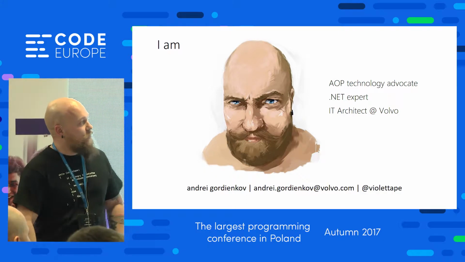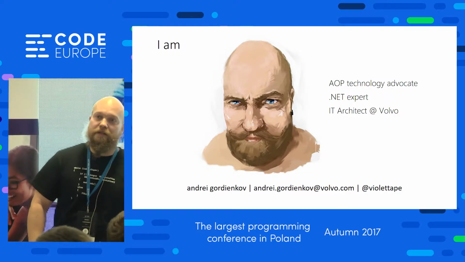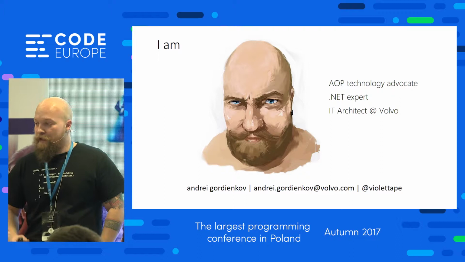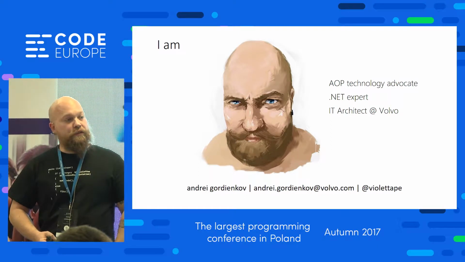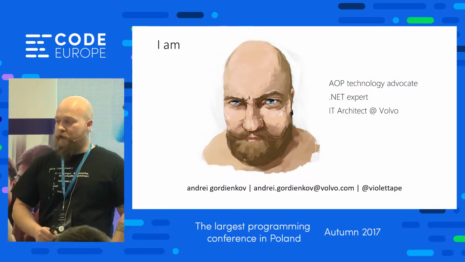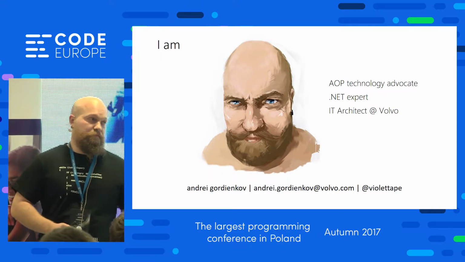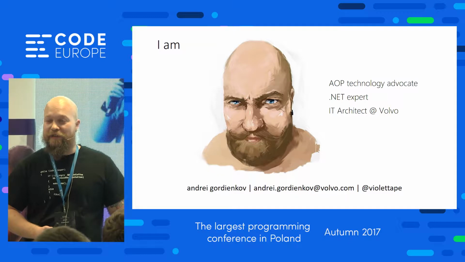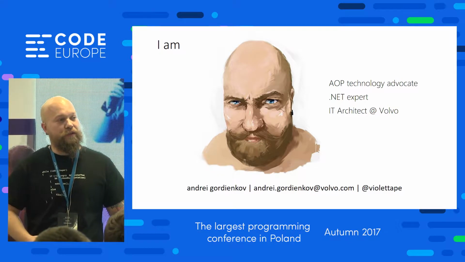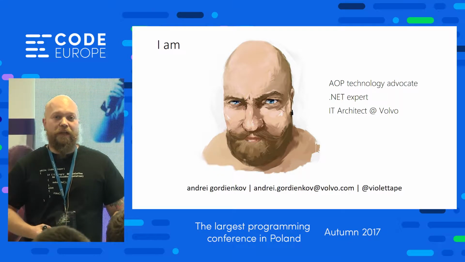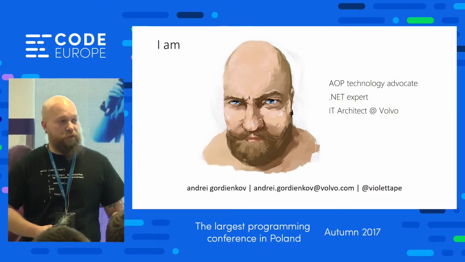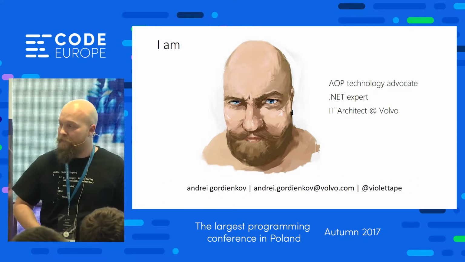I'm an aspect-oriented programming technology advocate. I'm really fond of this technology. I also have a .NET background and am currently working at Volvo as an IT architect. I have, I believe, quite big experience in .NET, and I'd like to show you how you can use aspect-oriented frameworks for architecture validation.